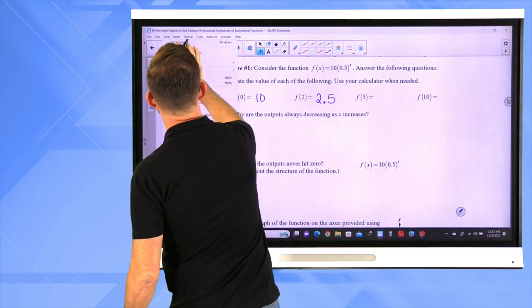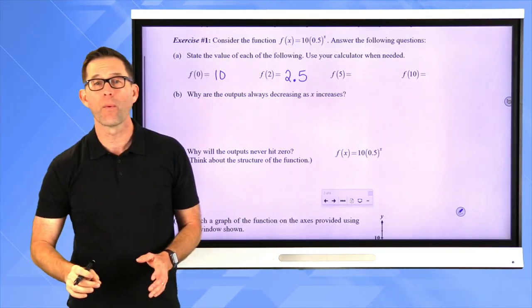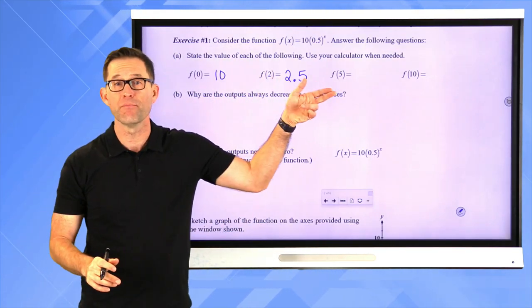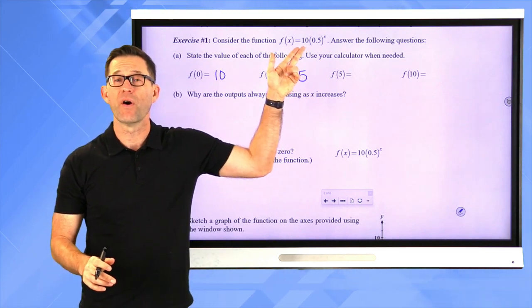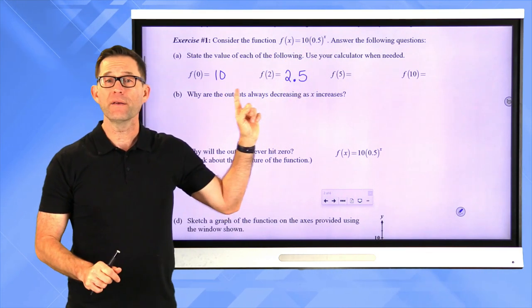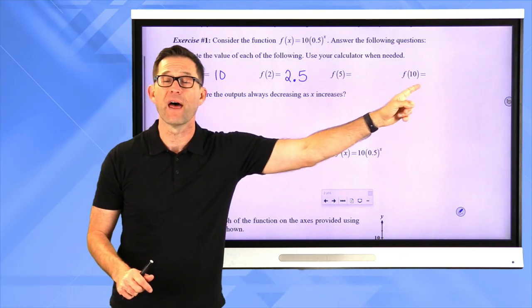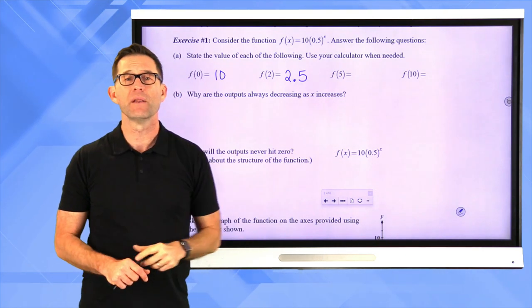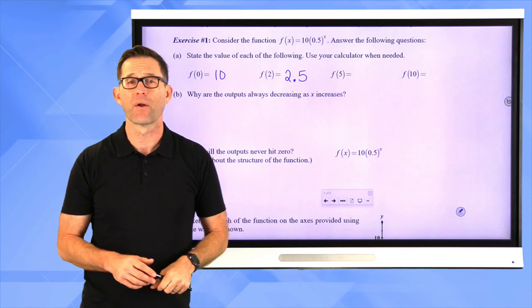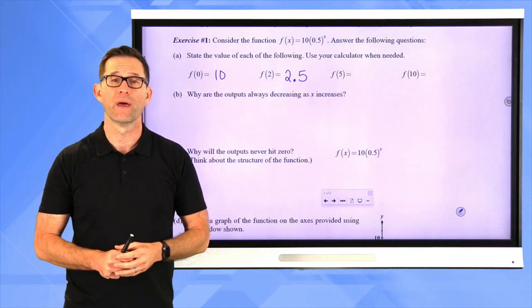All right, whether you're doing it that way, or whether you're just taking the input, substituting into the function and cranking through, what I'd like you to do is fill out what f of 5 and f of 10 are. F of 10 is going to be a little bit of an ugly decimal, but try to write out all the decimal places. Pause the video now.